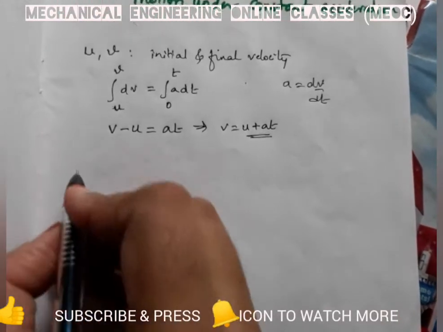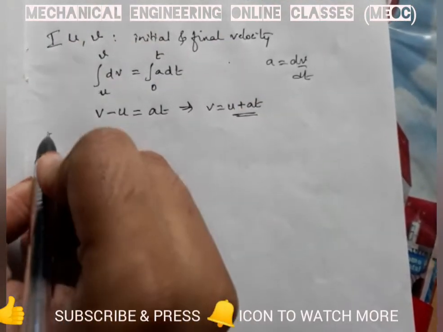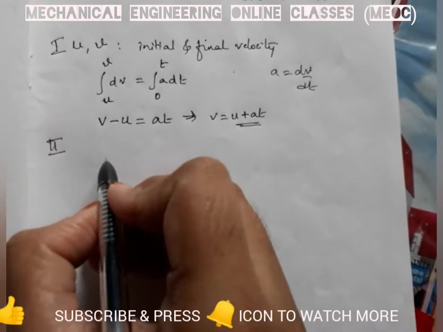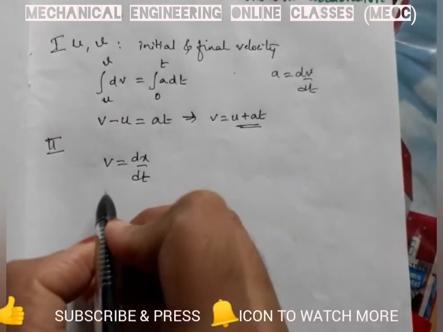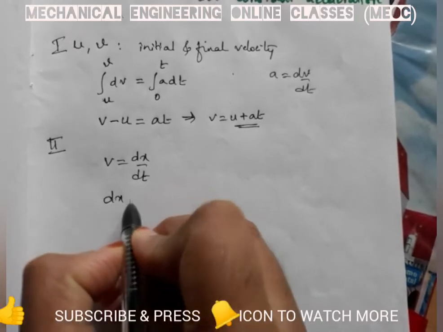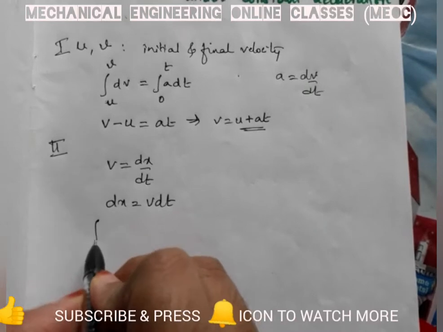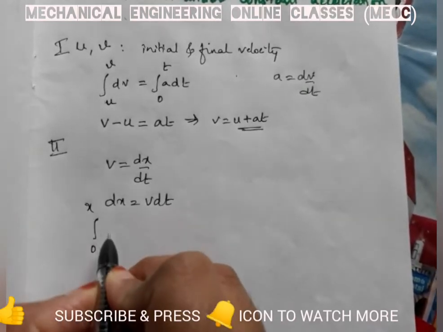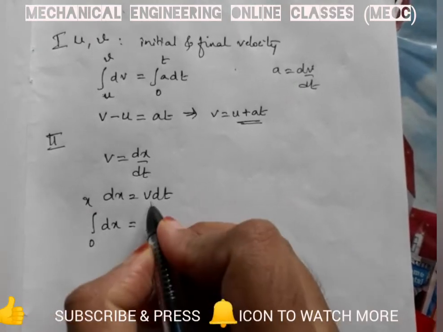Now similarly, let this be the first one. The second one: v is equal to dx by dt. I can write this as dx is equal to v dt. Now let us integrate on both sides. Let the position, the displacement, be from 0 to x. Time is from 0 to t.